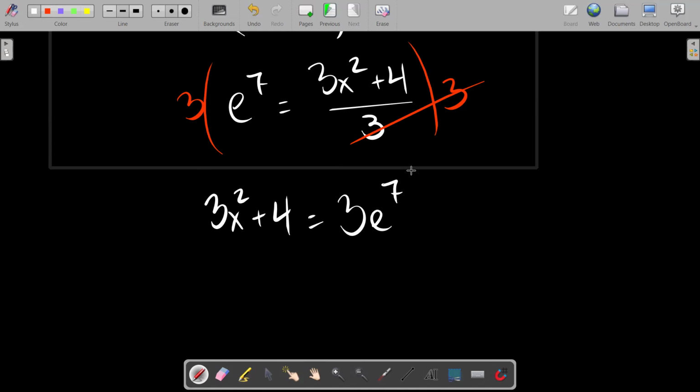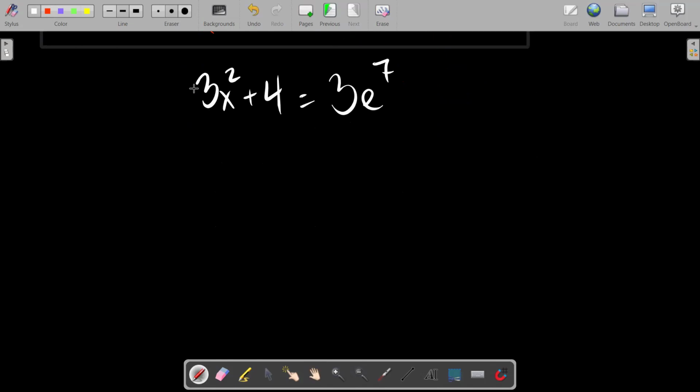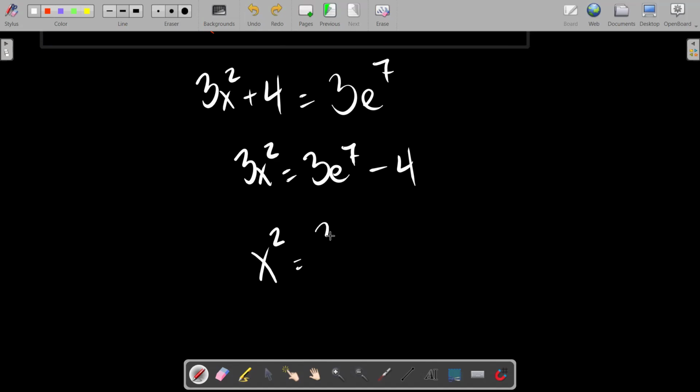Now follow your instincts here. There are 3 things we have yet to do. It doesn't look like we're 3 steps away, but we are. What's the first one? Subtracting 4 is a money answer, right? So that's step 1. Clear the stragglers. Minuses and pluses, get out of here. So we're going to be left with 3x squared equals 3 e to the 7th minus 4. Next step, divide by 3. You have good instincts. I'm very impressed. So we're left with this. We're at this crossroads. We have x squared equals 3 e to the 7th minus 4 divided by 3.